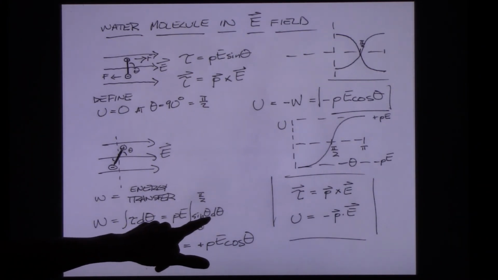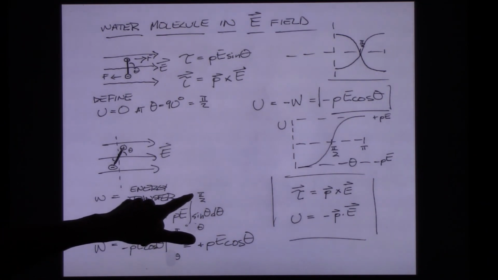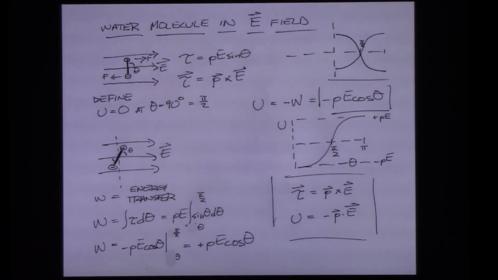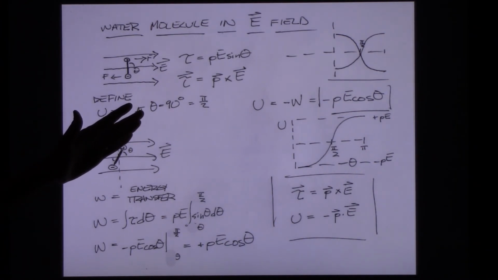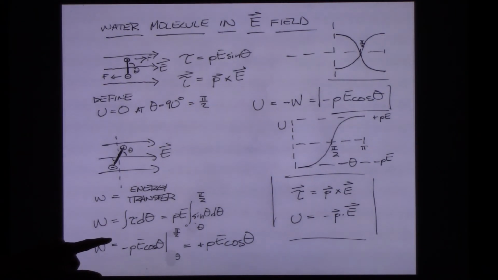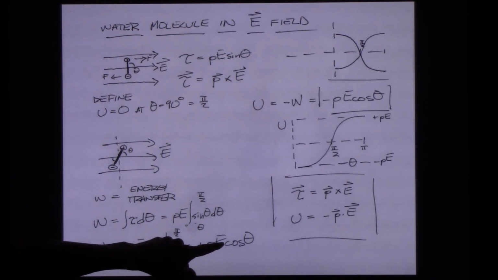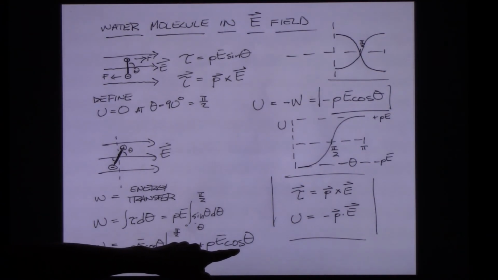I plugged in the formula for the torque and integrated from some angle out to pi over 2. So what I'm doing is asking if I start at an angle theta and rotate this out to pi over 2, how much energy would that require? And I ended up with this formula of P times E times the cosine of theta.